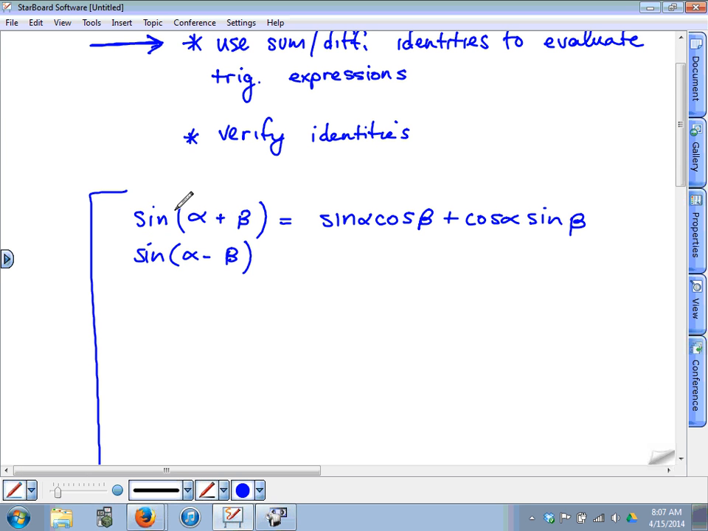Now, what I was saying earlier about patterns, when you're doing the sum identity for sine, the pattern is sine, cosine, cosine, sine. Sine, cosine, cosine, sine. And it's a similar pattern for when you're taking the difference of two angles. The sine of alpha minus beta is sine alpha cosine beta minus cosine alpha sine beta. Right? That's a pretty useful skill to have.